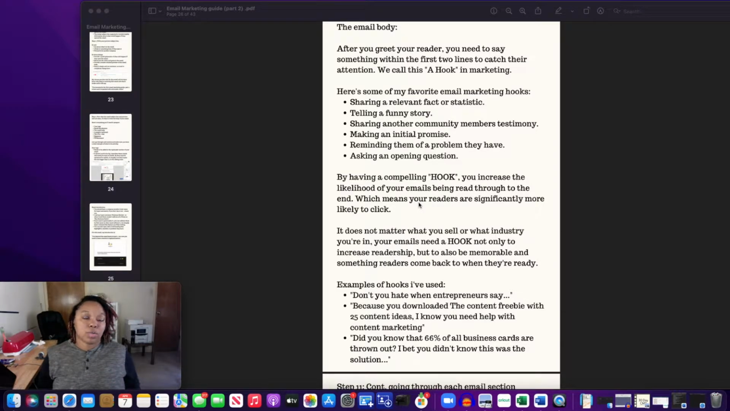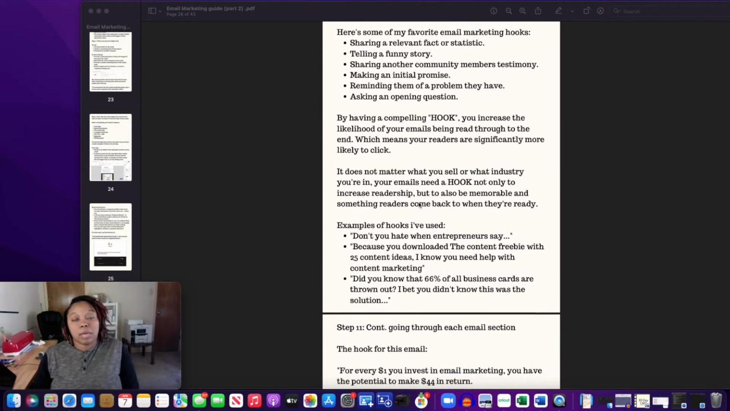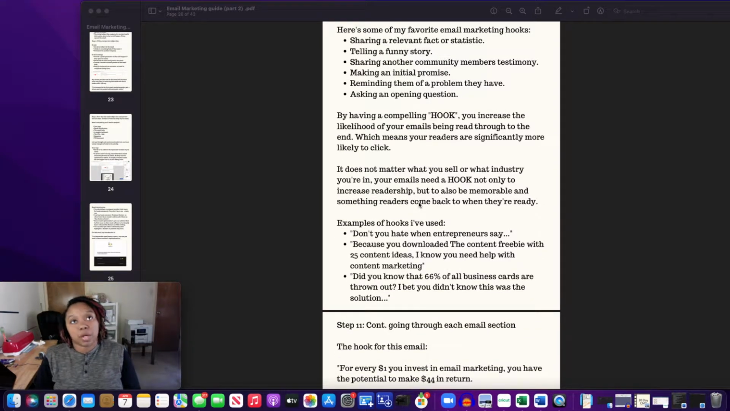By having a compelling hook, you increase the likelihood of your emails being read through the end, which means readers are more likely to click your call to action at the bottom of your email and be more inclined to continue to engage with you and respond to your emails. It doesn't really matter what you sell, what industry you work in. Every single email you send should have a hook.